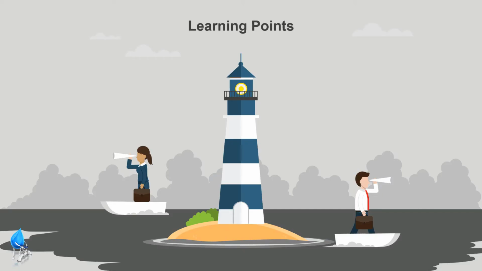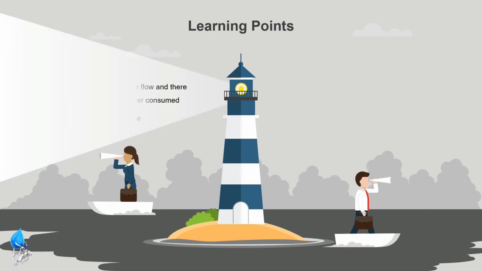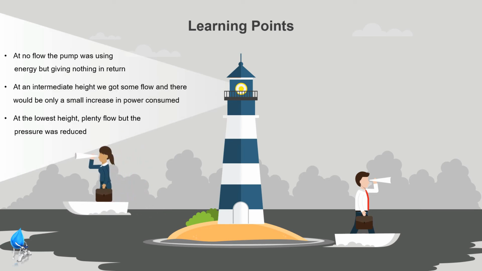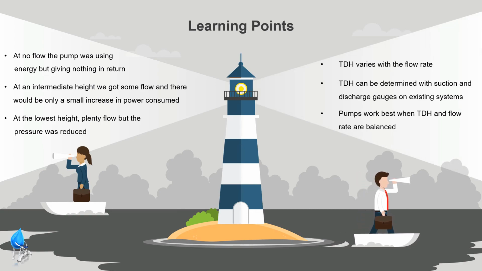Let's summarize the learning points of this video. At a no-flow condition, the pump is still using energy but not delivering any volume. At an intermediary height, we got some flow and there would only be a small increase in the power consumed. At the lowest level or height, there was plenty of flow rate, but the pressure was significantly reduced. So TDH varies with flow rate.